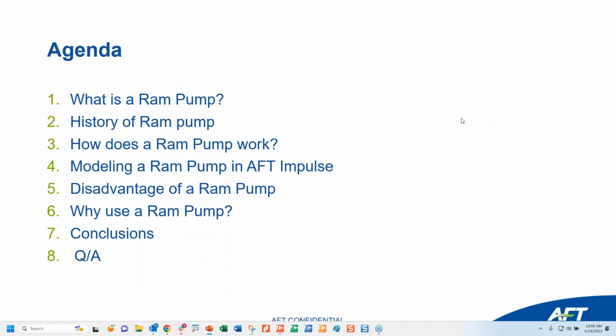So a brief description of what we're going to cover today. We're going to be talking about what a ram pump is, a brief history of the ram pump, how a ram pump works, modeling a ram pump in AFT Impulse, disadvantages of a ram pump, why use a ram pump, conclusions, and then a session of questions and answers.